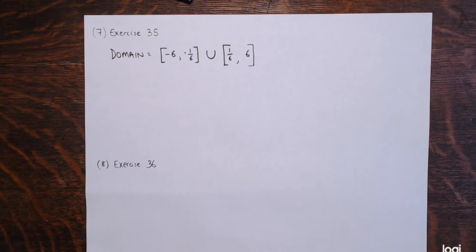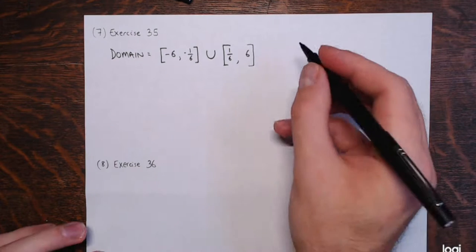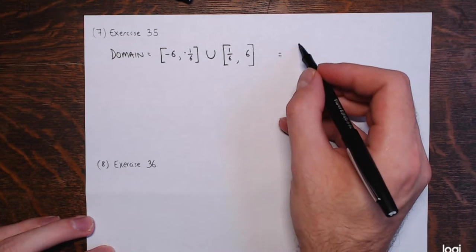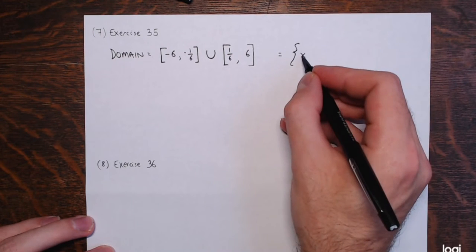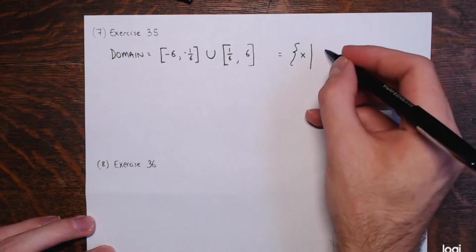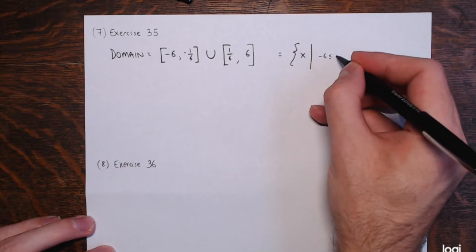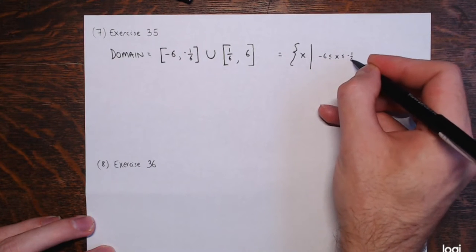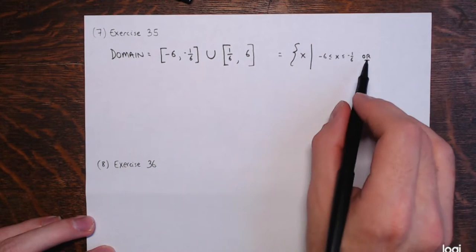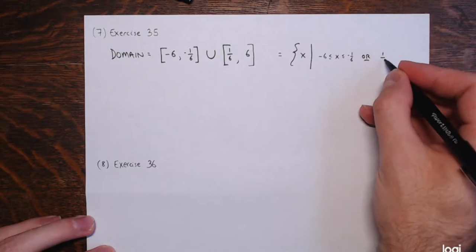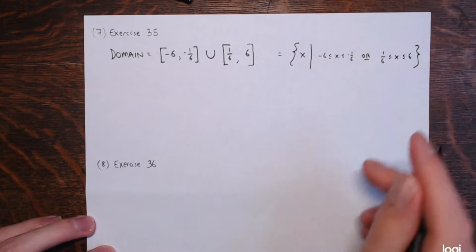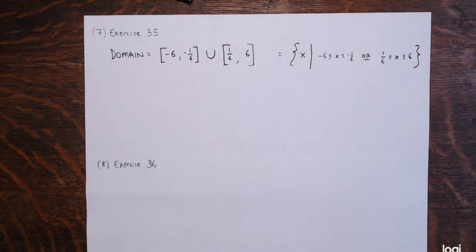for the domain. Now, if you were to write set builder notation for this, it'd be all values of x such that, and I need to do inequalities for both of these, such that either x is between -6 and -1/6 including, or, right, that's what the union symbol represents, or this other interval, from 1/6 to +6 including.